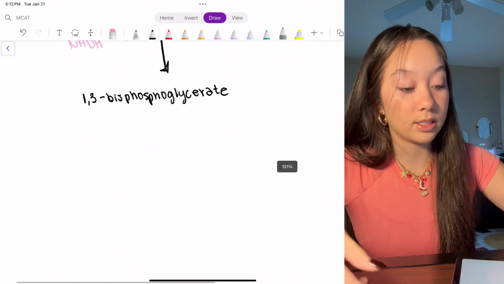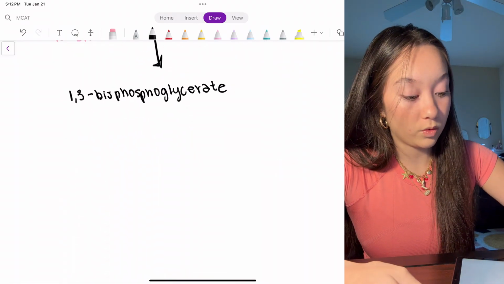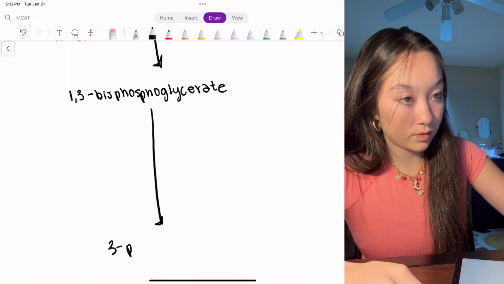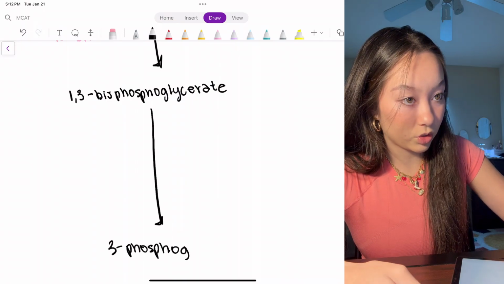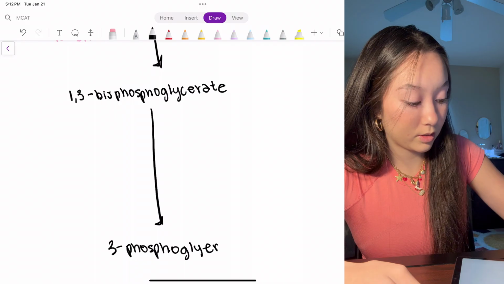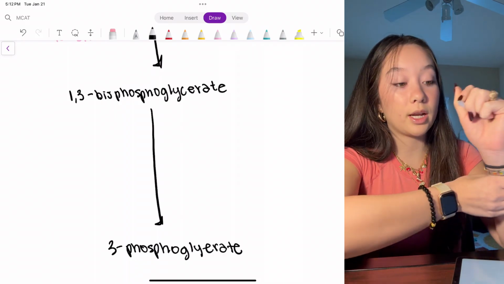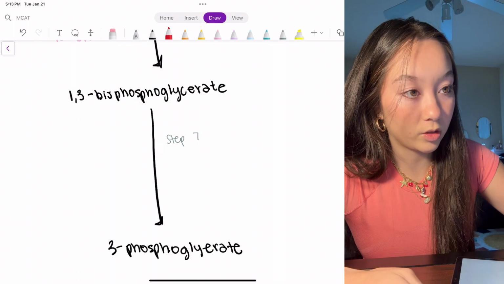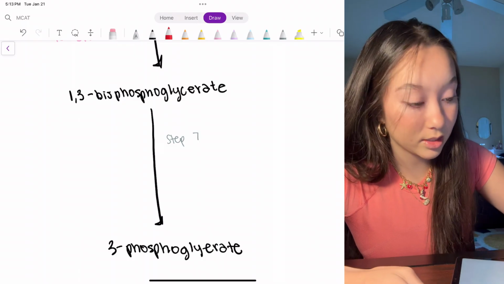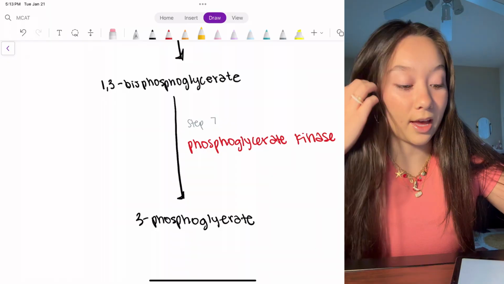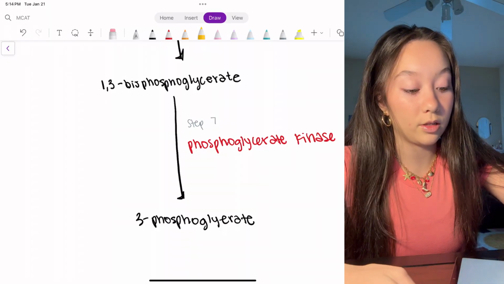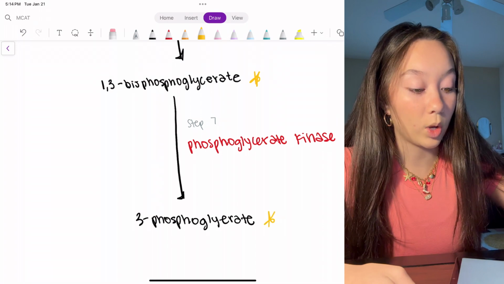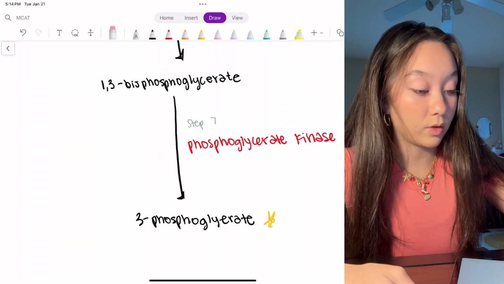Moving on to step 7, we are forming 3-phosphoglycerate. 3-phosphoglycerate. This is step 7, and this is catalyzed by an enzyme called phosphoglycerate kinase. So you might already notice that up here, there is 2 phosphate groups, and down here there's only 1. So you know that we're going to be removing a phosphate.